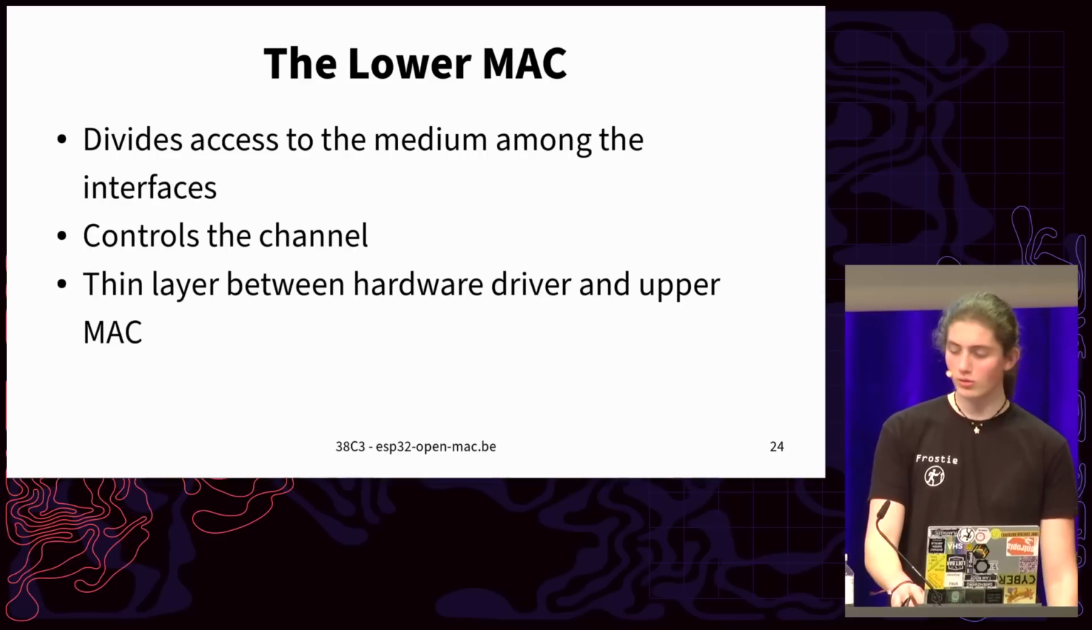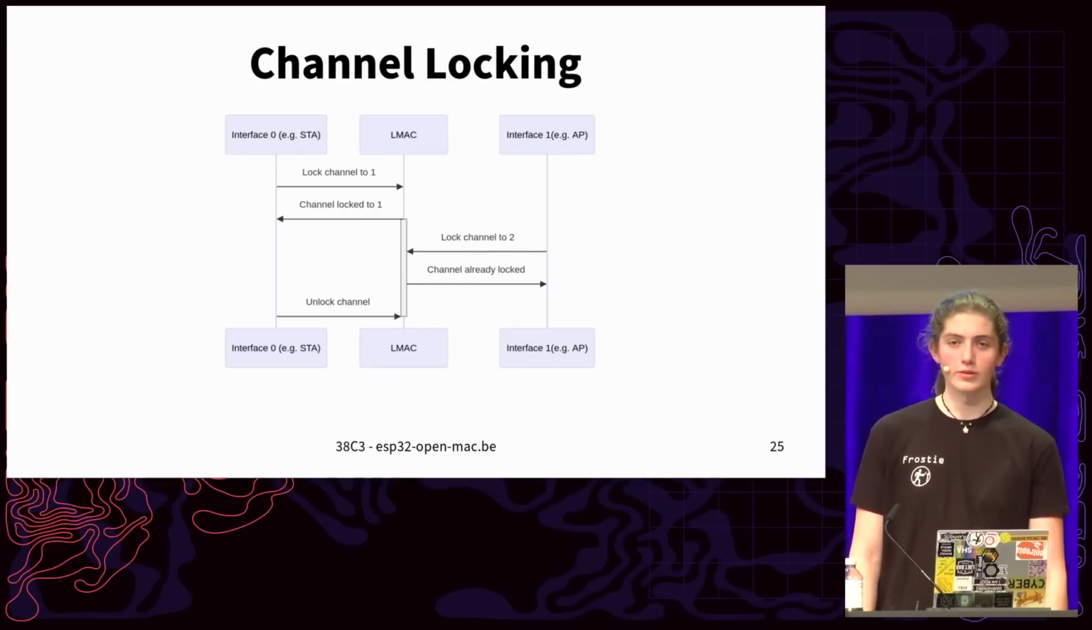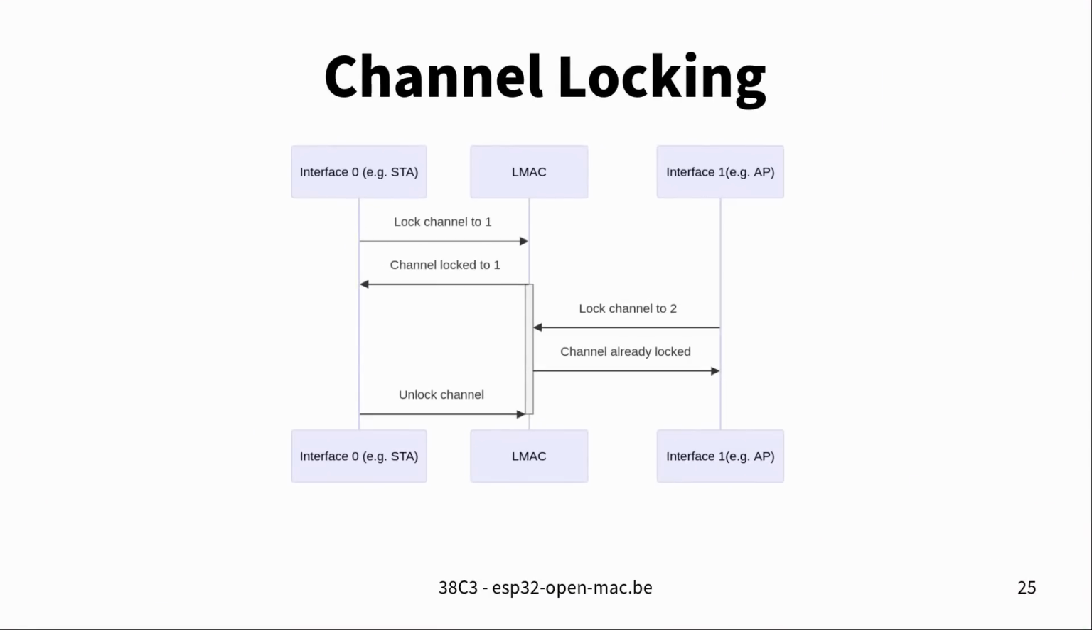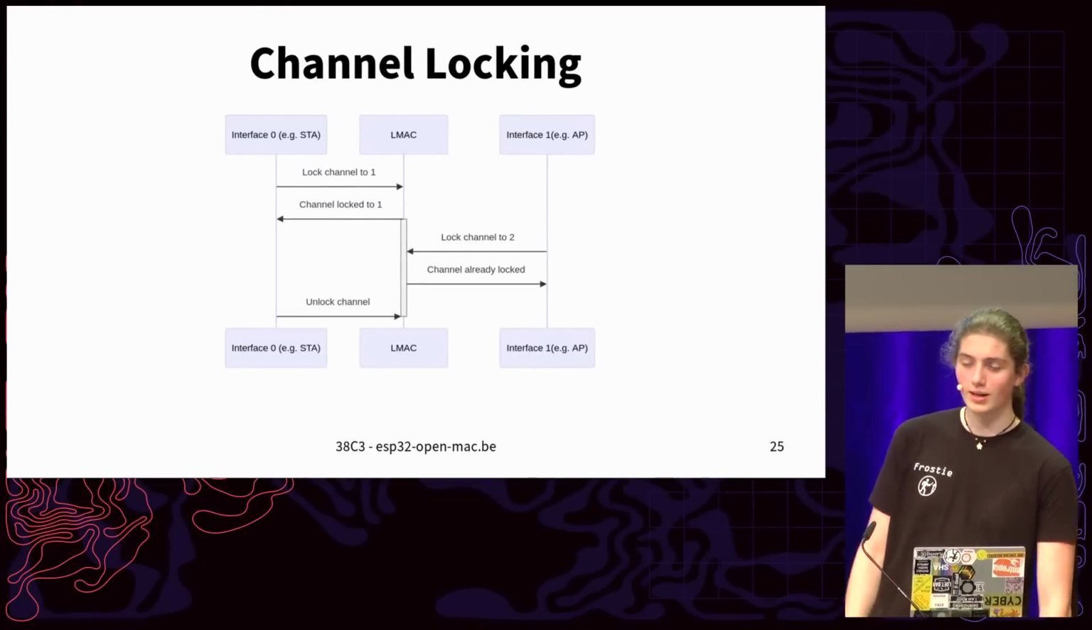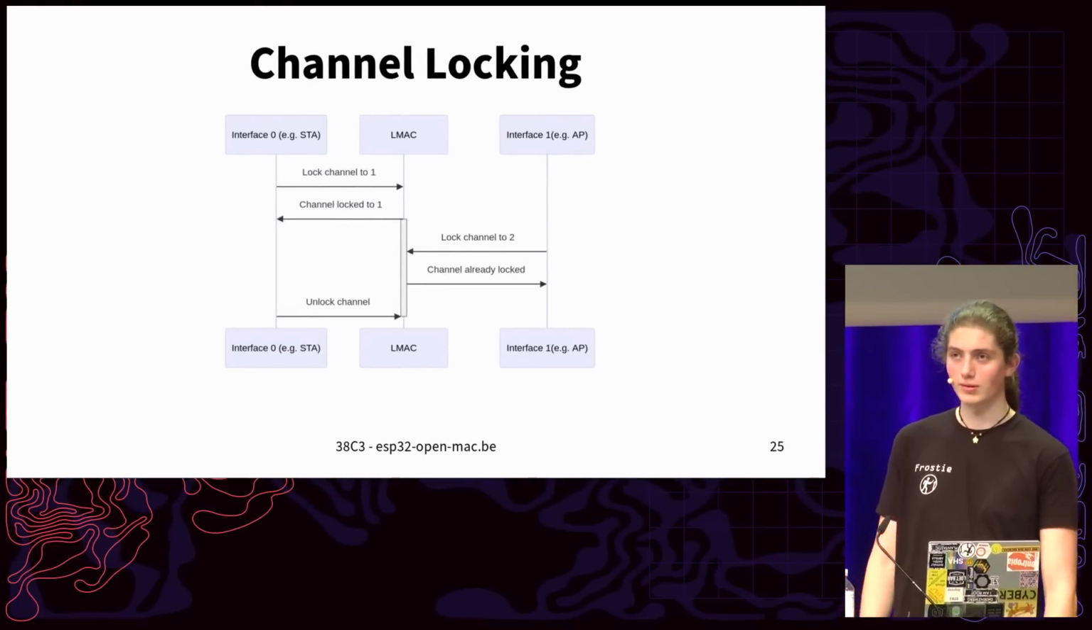And the way it controls access to the channel is through channel locking. So the idea is if interface 0 comes first and says, hey LMAC, could you please lock the channel to number 1? I would like to operate on that channel. And then the LMAC will check, is the channel already locked or not? And if it isn't locked, then it will go, yep, here's the lock. The channel is now locked to 1 by you, and the LMAC will mark it that way in its internal state. And if interface 1 now comes around and says, hey LMAC, please lock the channel to number 2, the LMAC will say, no, it's already locked to channel number 1 by the other interface.